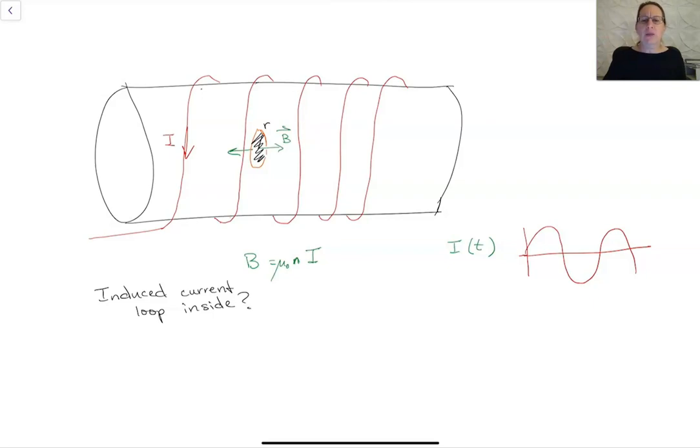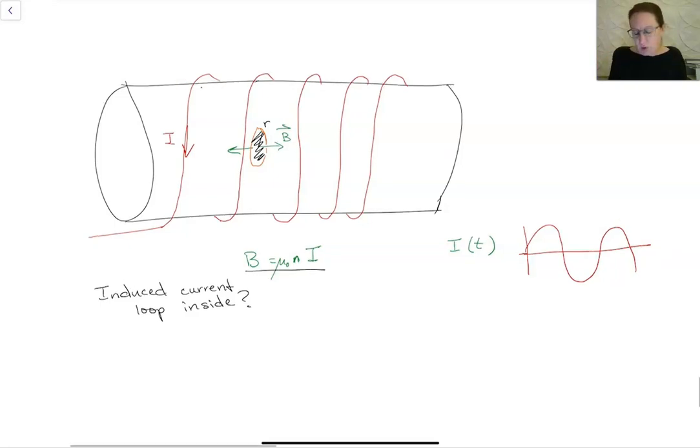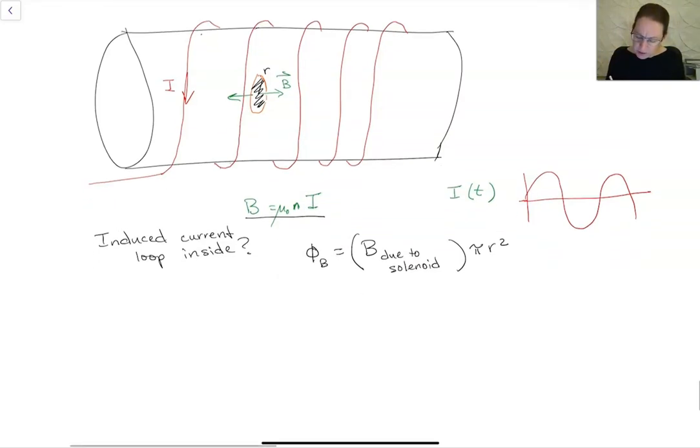It gets bigger and then it gets smaller, goes away, and then gets bigger and smaller and goes away, and it just oscillates back and forth like that. And it oscillates according to this. So if we look at that, the flux through the loop is going to be the B due to the solenoid times the area of the small loop, pi r squared. And so the induced EMF, or the induced voltage, is just going to be the derivative of this flux with respect to time, which would be, we have a pi r squared, the area is fixed, dB dt.